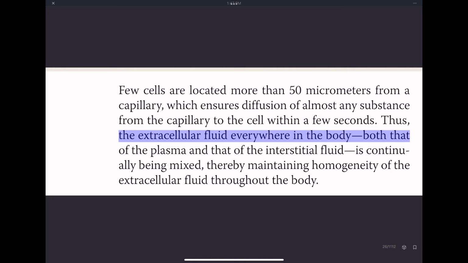Thus, the extracellular fluid everywhere in the body, both that of the plasma and that of the interstitial fluid, is continually being mixed, thereby maintaining homogeneity of the extracellular fluid throughout the body.